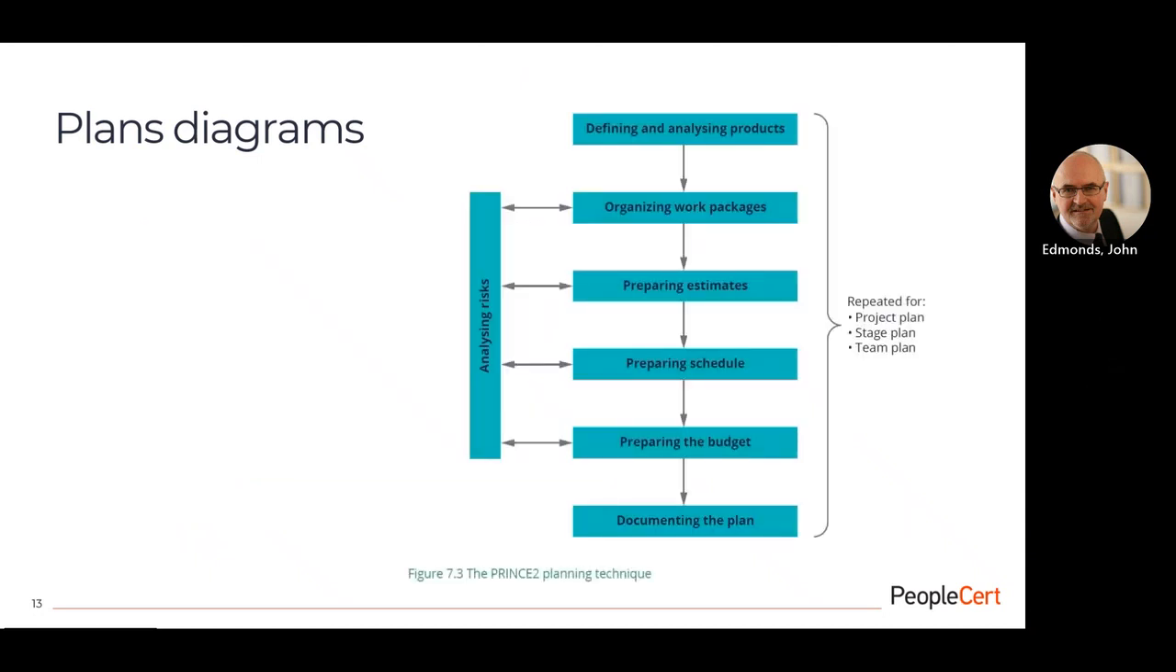Here's the Prince 2 planning technique. We go straight into, right at the start, defining and analysing products. And that's, as I say, broken down into the 4 steps that we have seen before. So you can see the steps going through there: work packages, estimates, schedule, budget, and documenting the plan with risks, as before, sitting alongside there as a continuing step in that technique.